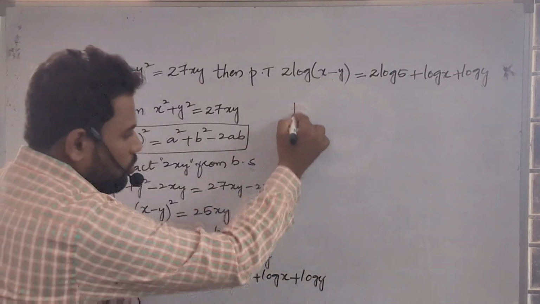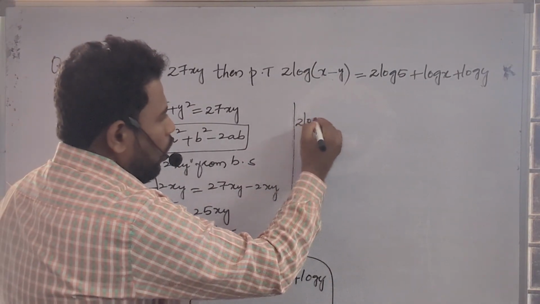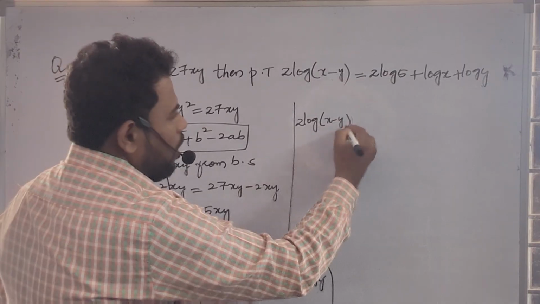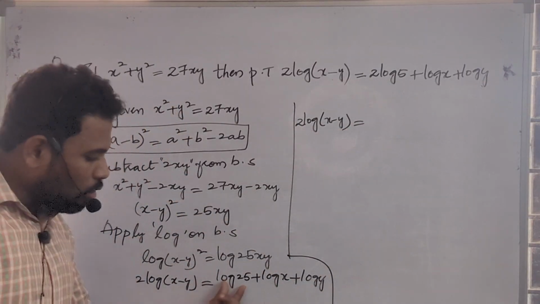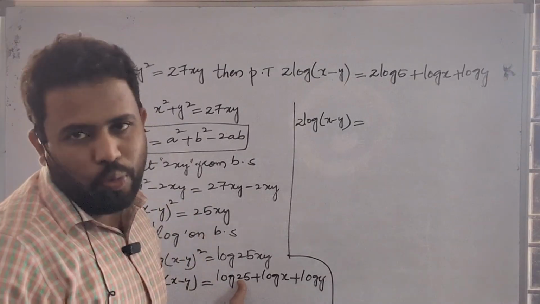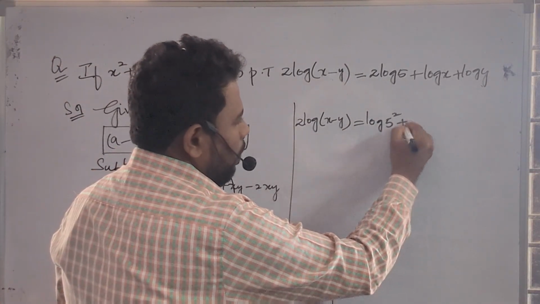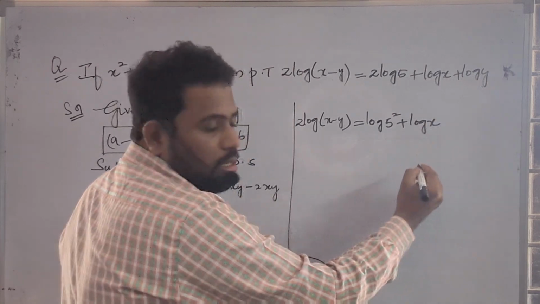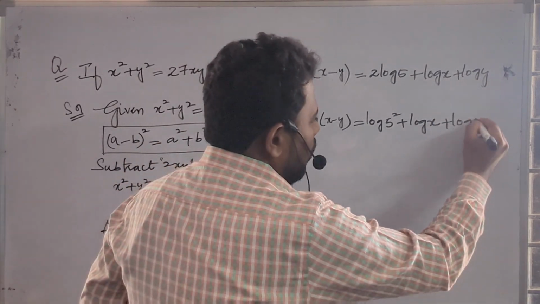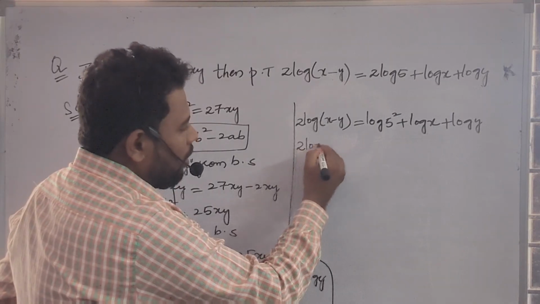Clear? So here 2 log of (x minus y) equals log 25. How can we write 25? 25 we can write as 5 squared. So I'm going to write this as log 5 squared plus log x plus log y. So now, see, over here we got our answer.